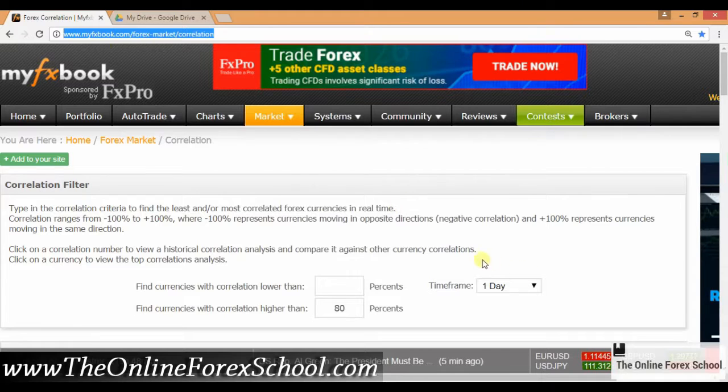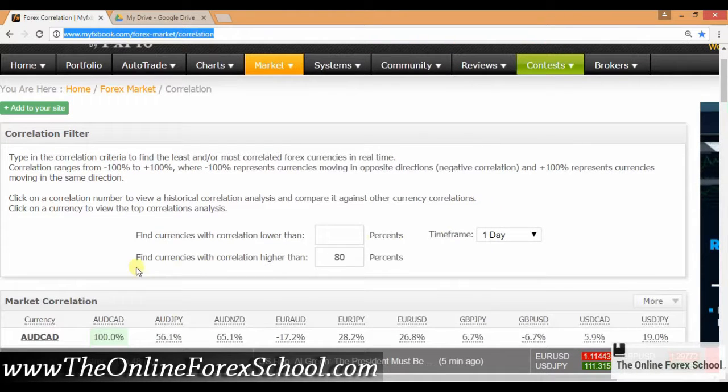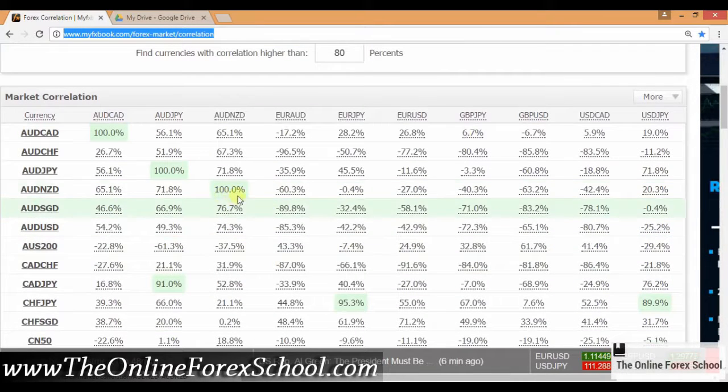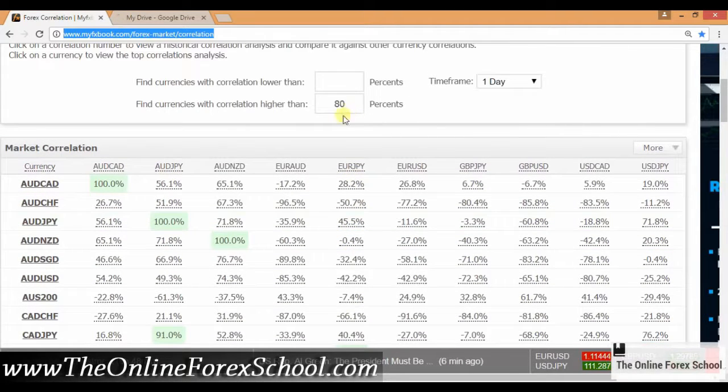What I've done here is insert "find currencies with correlation higher than 80%." Now it will highlight in blue currency pairs that are correlated with a higher percentage than 80%. I'll use Euro Australian dollar as my example, and I'll explain this quickly for you.